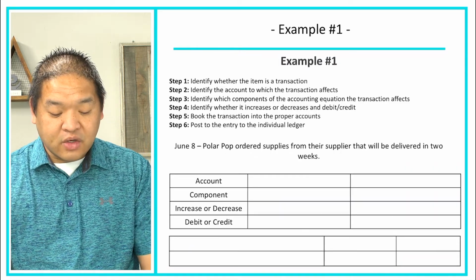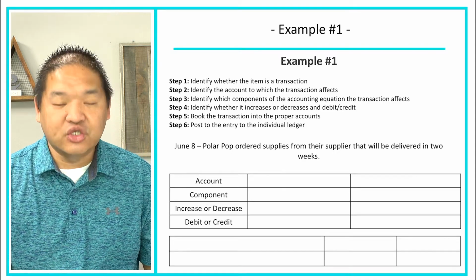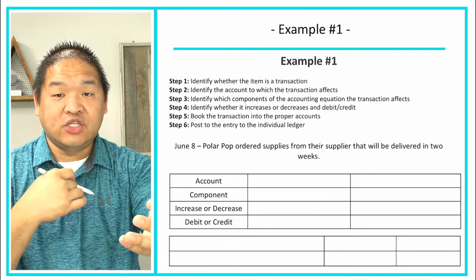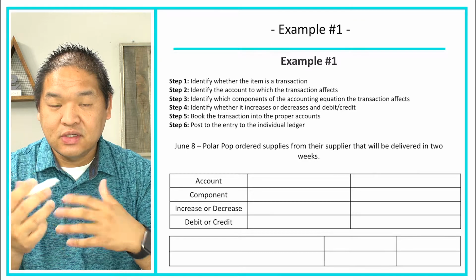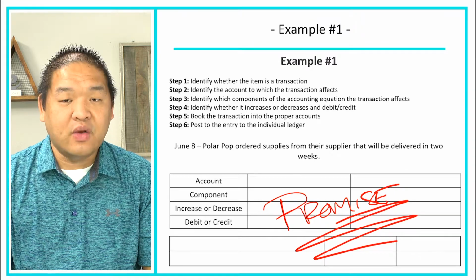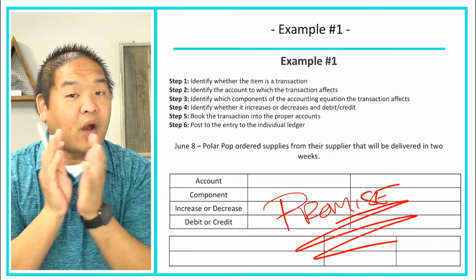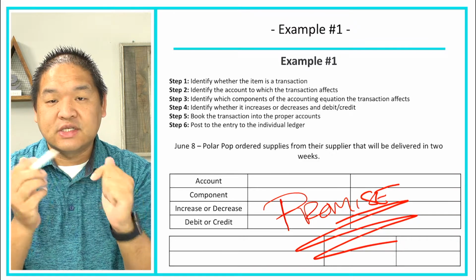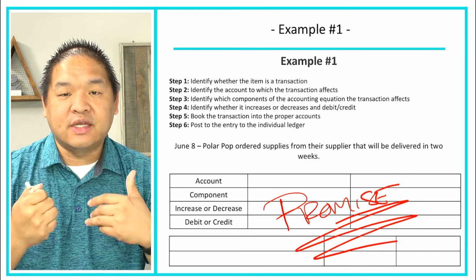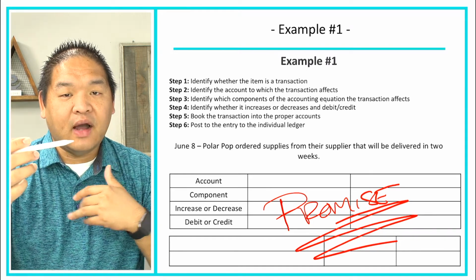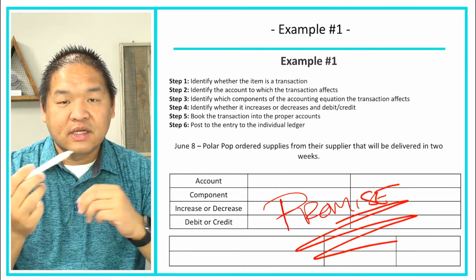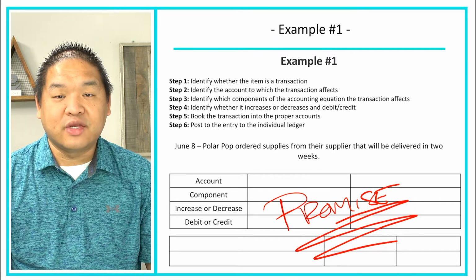All right, moving on to the second example here. Polar Pop ordered supplies from their supplier that will be delivered in 2 weeks. So what has been exchanged? Nothing has been exchanged. So if nothing has been exchanged, then this is just a promise. With a promise, we have no entry because there's nothing in exchange. A promise to pay is different, assuming that an exchange has occurred. In the last example, there was an exchange. I got the equipment. That is the exchange. Even though I'm promising to pay later on, I still have an exchange, so we are going to book that. Here there's no exchange. There's just a promise that something's going to occur. So no journal entry there.